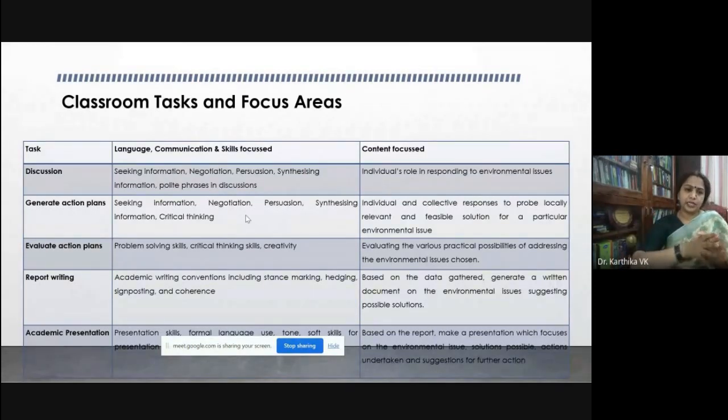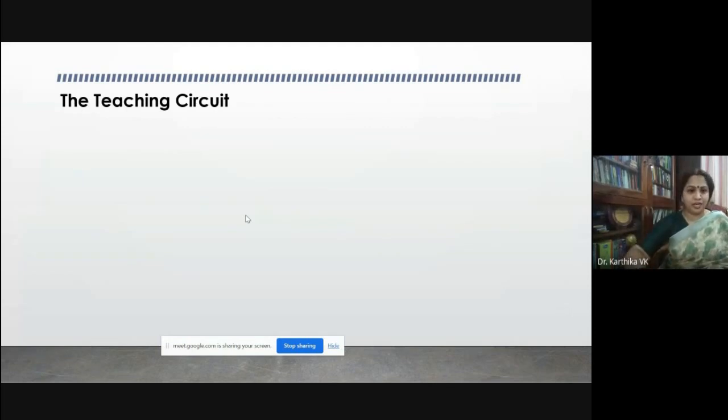It's pretty much telling. In discussion, we had negotiation, persuasion, synthesizing the information, polite phrases to be used in discussions, problem solving, critical thinking skills, creativity, all sorts of things were discussed, and nuances of academic writing, where stance marking, hedging, signposting, coherence and cohesion, all those things were discussed as part of the language syllabus. But everything was being done towards this content that I gave them in the beginning, or I helped them to generate from the beginning.